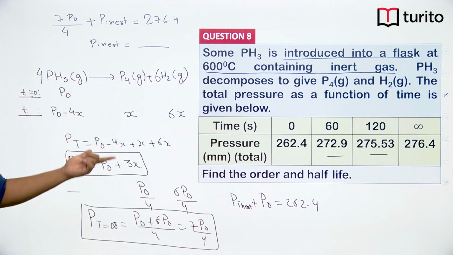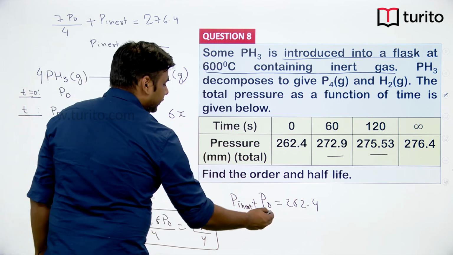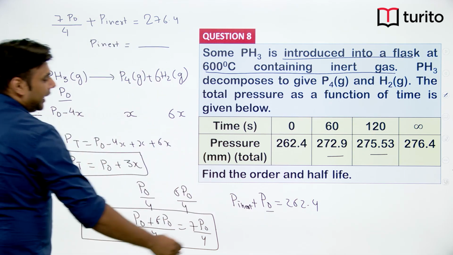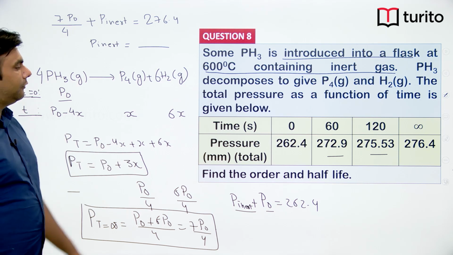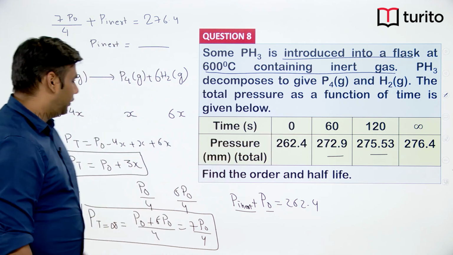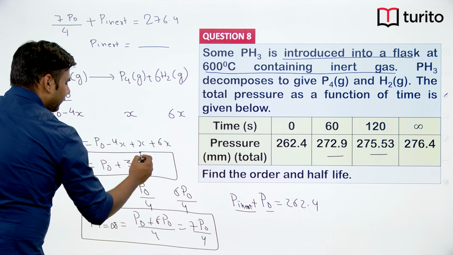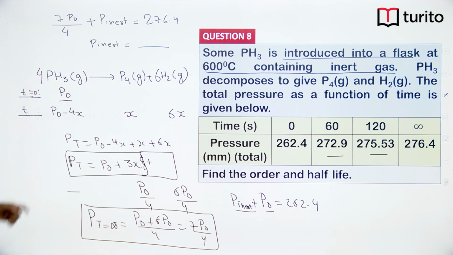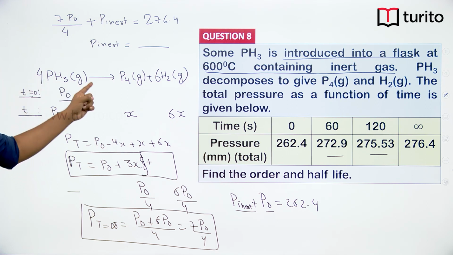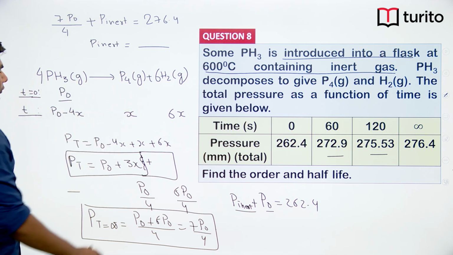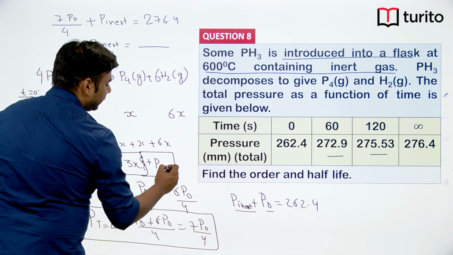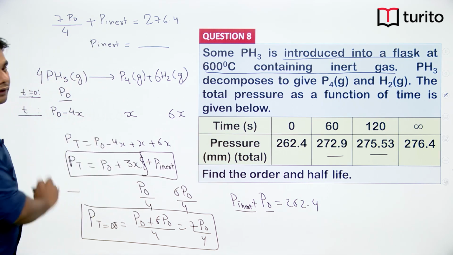Because inert gas was present initially also. So the initial pressure of phosphine and the inert gas, the sum of them, was 262.4. If we look at this data, at time t, phosphine is present, P4 is present, hydrogen is also present. So we'll also have inert gas over here. So we have to add inert gas everywhere.